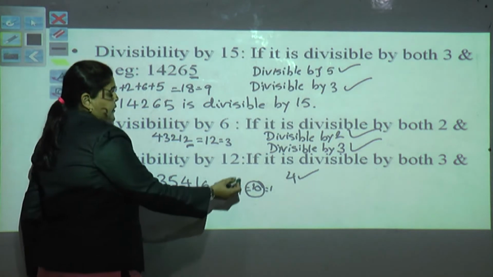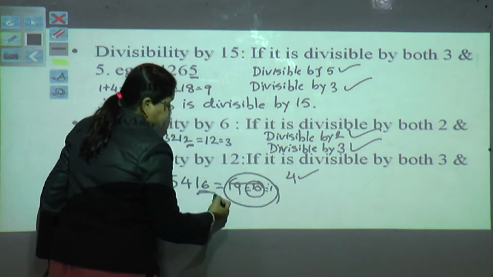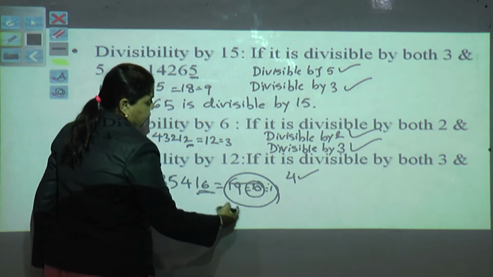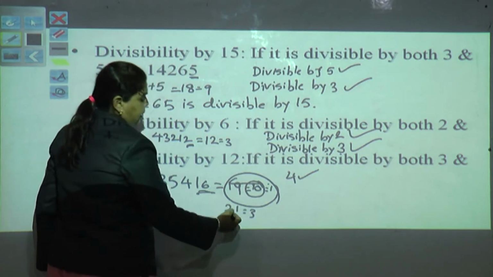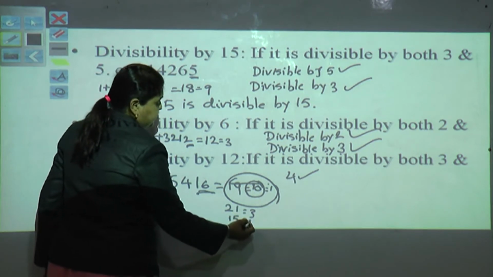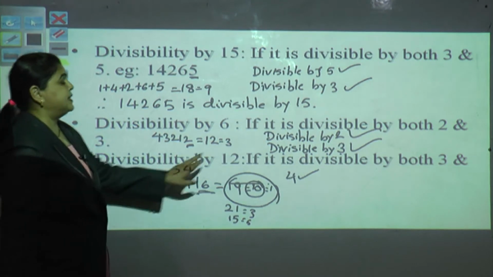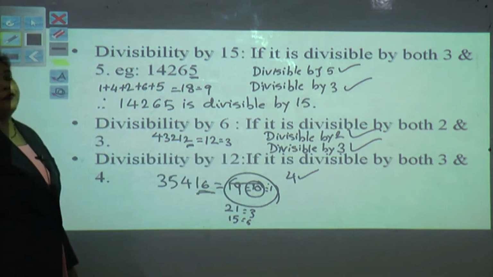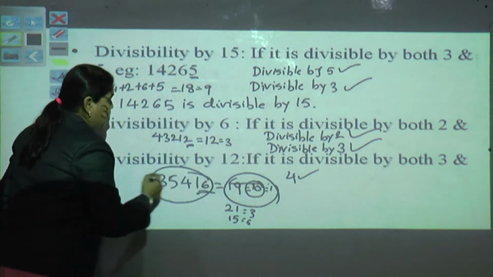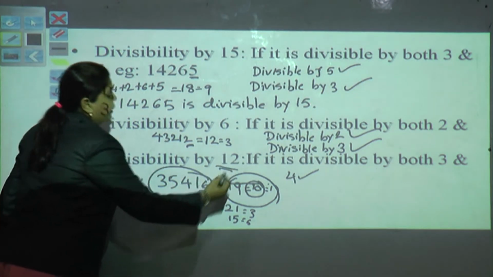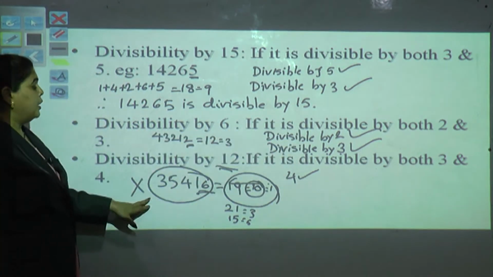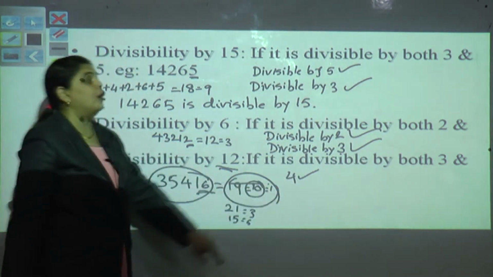Suppose we get a sum like 21, 2 plus 1 is equal to 3, or a sum like 15, then 5 plus 1 is 6, then only we can say this satisfies the divisibility rule of 3. Here this number is not divisible by 12, because it doesn't satisfy the divisibility rule of 3, it only satisfies the divisibility rule of 4.